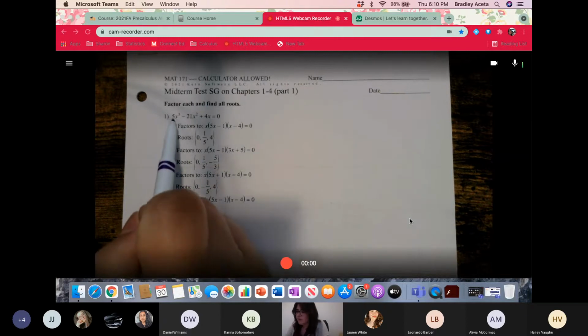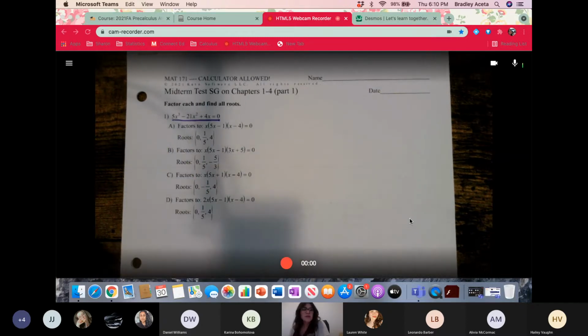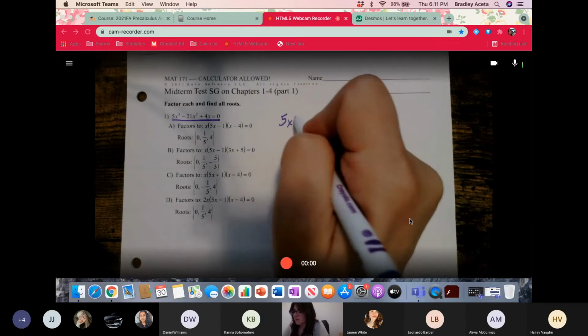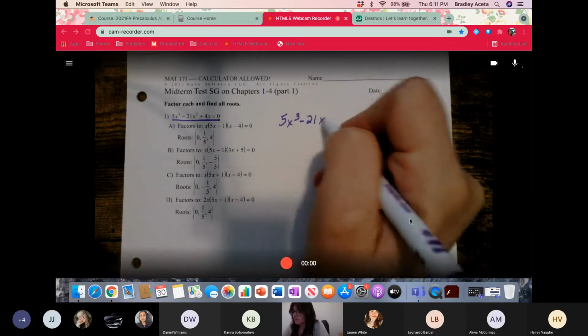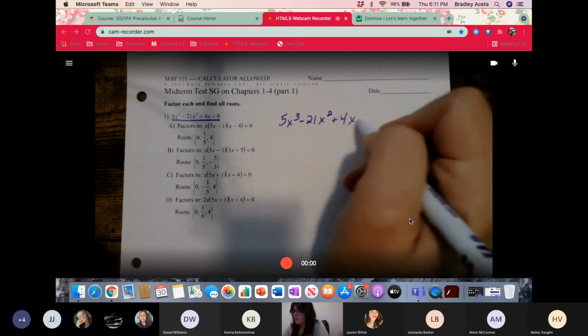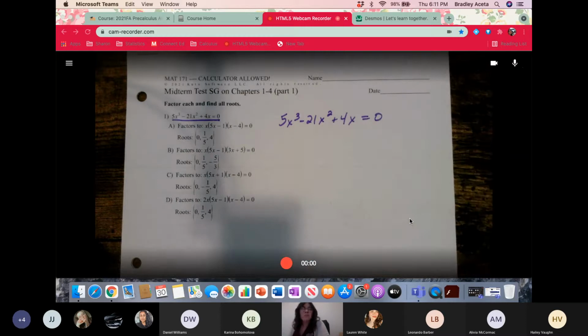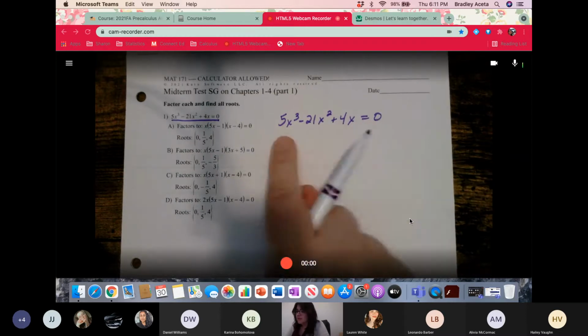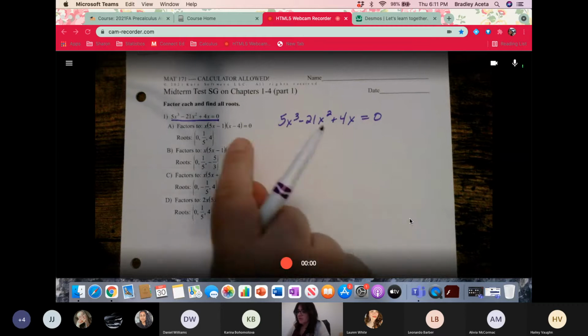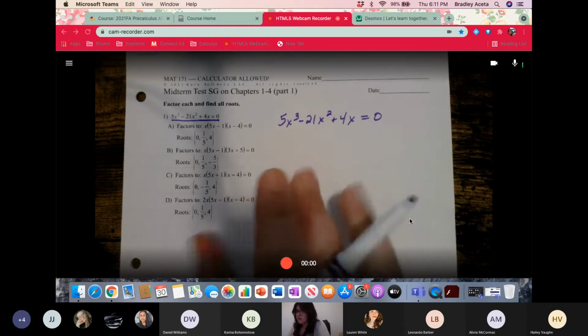So here's the problem. 5x cubed minus 21x squared plus 4x. Hopefully you all can see that. I might write it a little darker for you because I know it's kind of dark in my house right now. So I want to see you factor this. Even though it's written in factored form right here, there's a bunch of factors here. I still need to see it work.